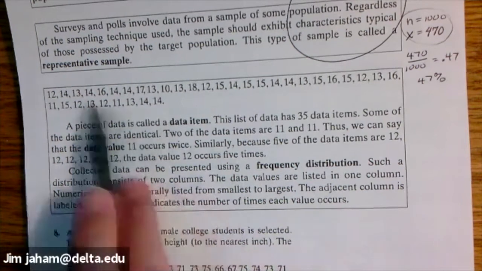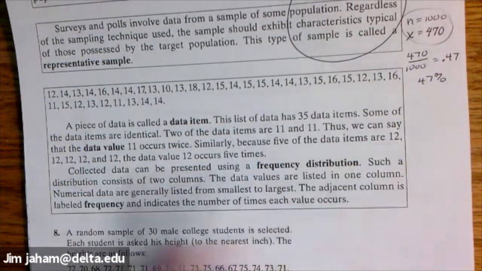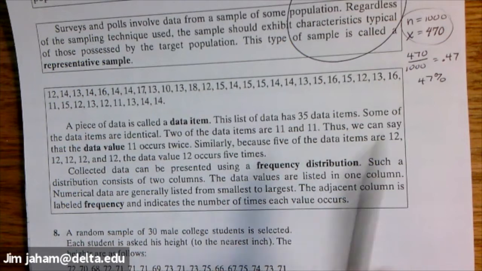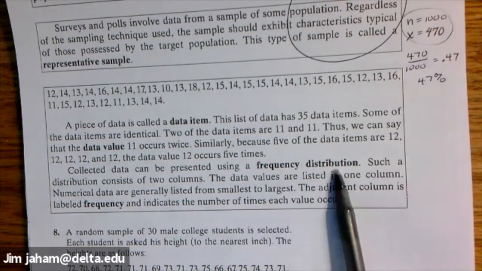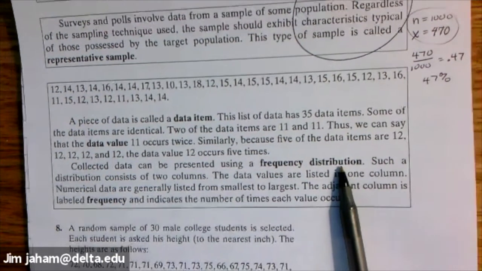And you can see that 5 different data values are 12. And so the data value 12 occurs 5 times. Now what we like to do with all this data is arrange it so we can work with it a little better. And so we put it into a frequency distribution.